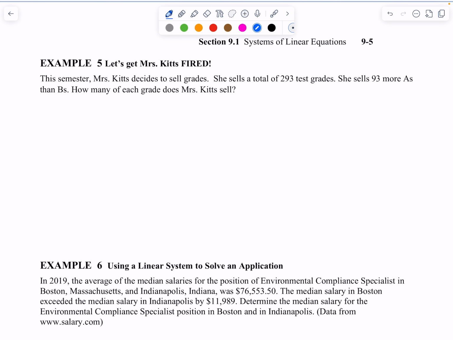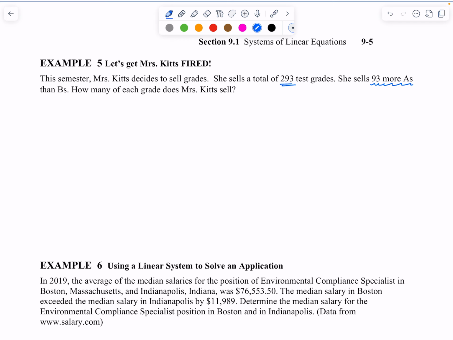Anyway, let's get me fired. So this semester I decided that I want to sell grades, which would get me fired, by the way. I want to sell grades. So I decided to sell 293 test grades. So I sold 93 more A's than B's. How many of each grade did I sell? So I know I'm going to have A's and B's.